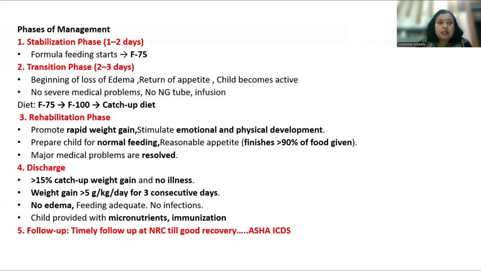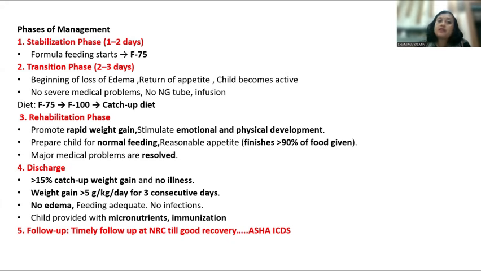As far as management is concerned, we divide it into 5 phases. The first phase is the stabilization phase. This is the initial phase where the risk of mortality persists due to hypoglycemia. The patient is admitted to the nutritional rehabilitation center, and food is given at regular intervals. F75 is given as per the weight and symptoms, at regular 2-hour or 4-hour intervals. Food is given throughout the night, especially in the morning, because the child can even die of hypoglycemia. So one has to be very vigilant in this stage. Regular feeding is absolutely necessary. These are maintained in a chart.